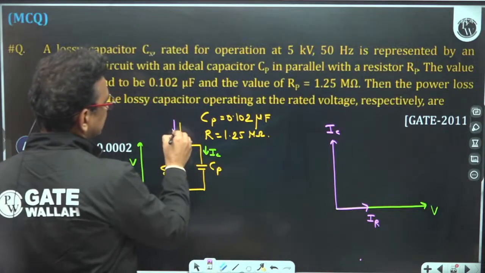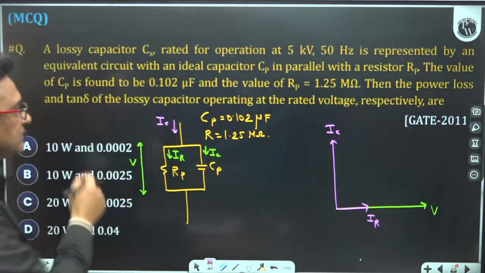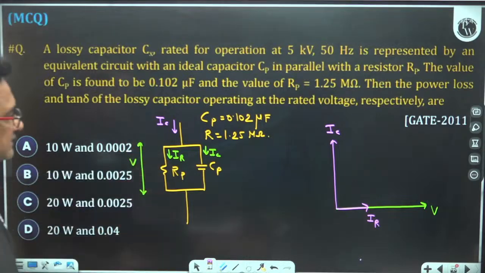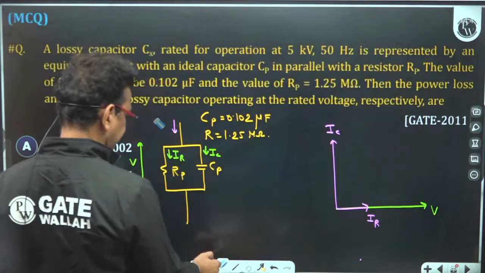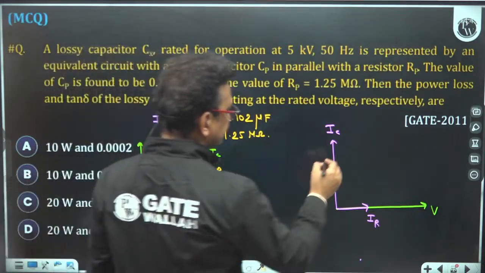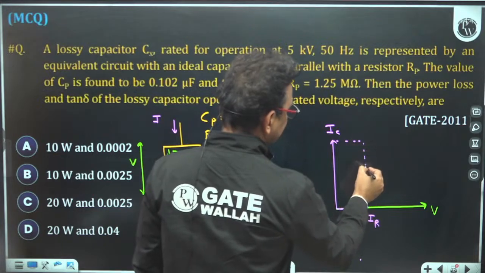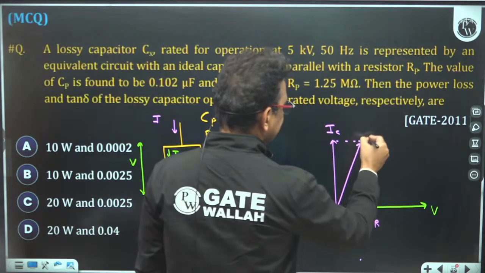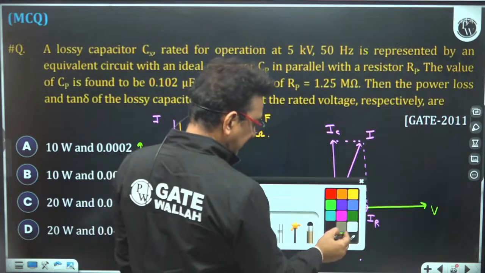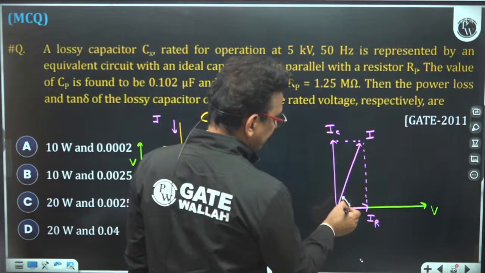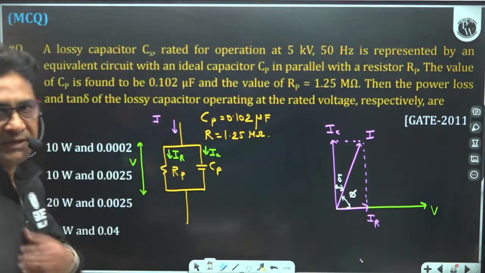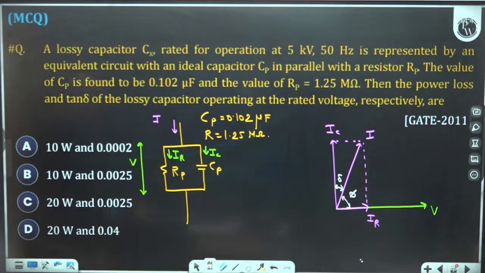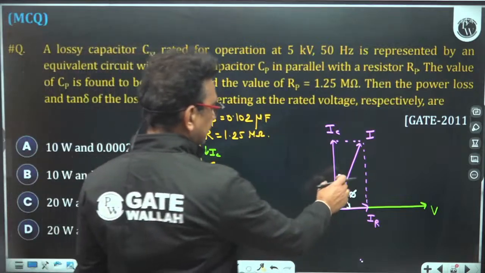So the total current that is flowing through the lossy capacitor, take it as I only, is the phasor sum of IC and IR. This is my I current. So the angle between voltage and current, if I take it as phi, is the power factor angle phi. The loss angle is delta, which is nothing but 90 minus phi. Clear? Delta is always 90 minus phi. Now we have to find out the tan delta.